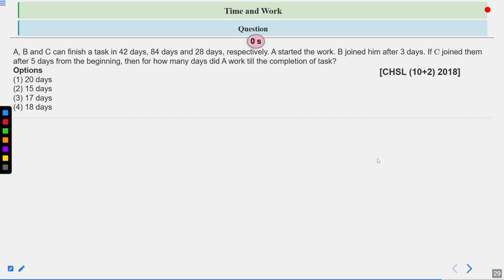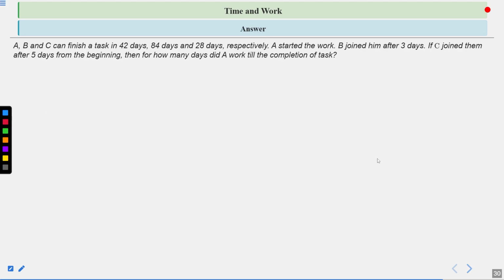Now time's up. Let's see the solution of this question. The question says that A, B, and C can finish a task in 42 days, 84 days, and 28 days. So we take the LCM of 42, 84, and 28. Then we get the efficiency of A, B, and C. Now we move to the condition of the question.